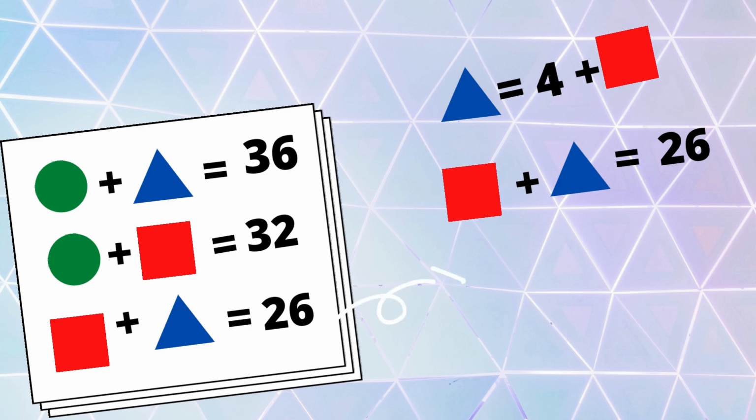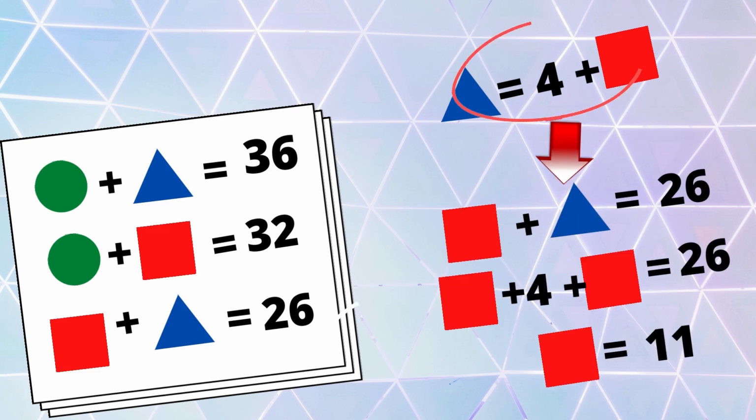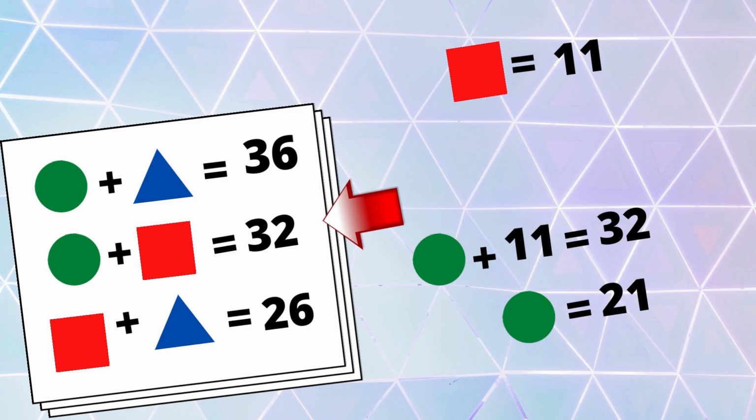So let's go to the last equation. The last equation is triangle plus a square is equal to 26, right? So instead of the triangle, we use 4 plus square. After substitution, it will be a square plus 4, plus a square, is equal to 26. So 2 squares is 26 minus 4, right? So 2 squares will be 22. Then 1 square is equal to 11. So we found the square number, which is 11.